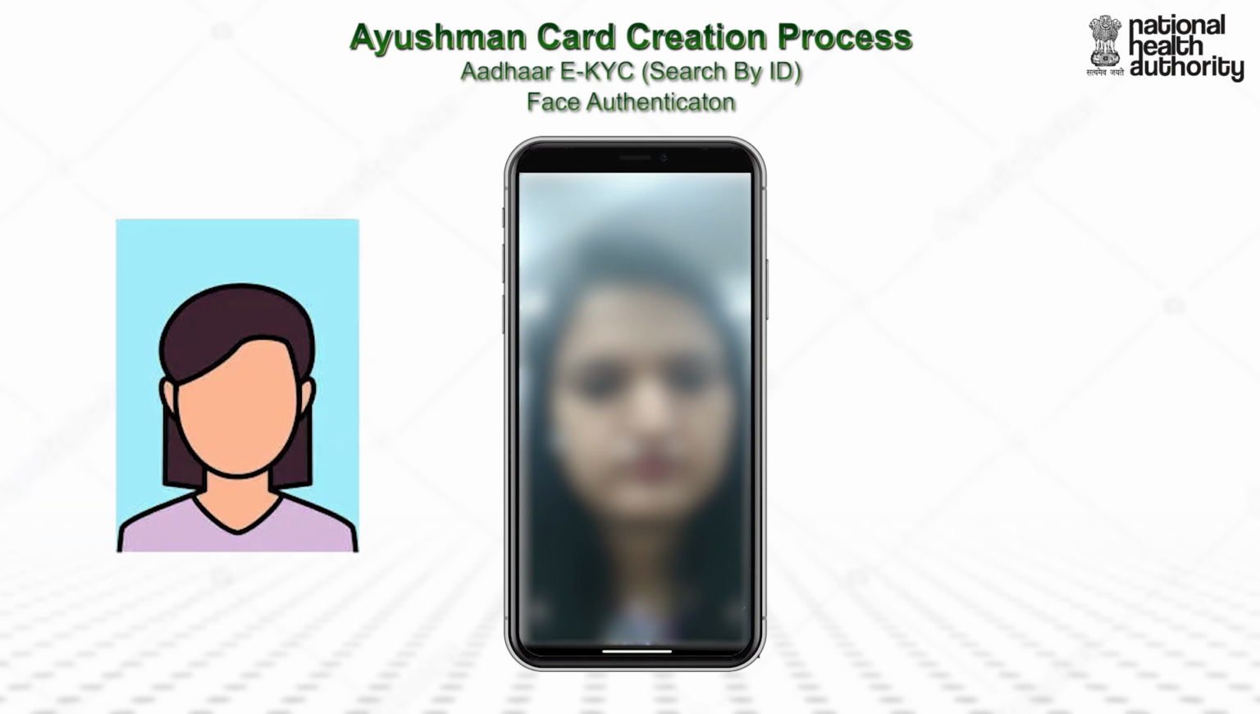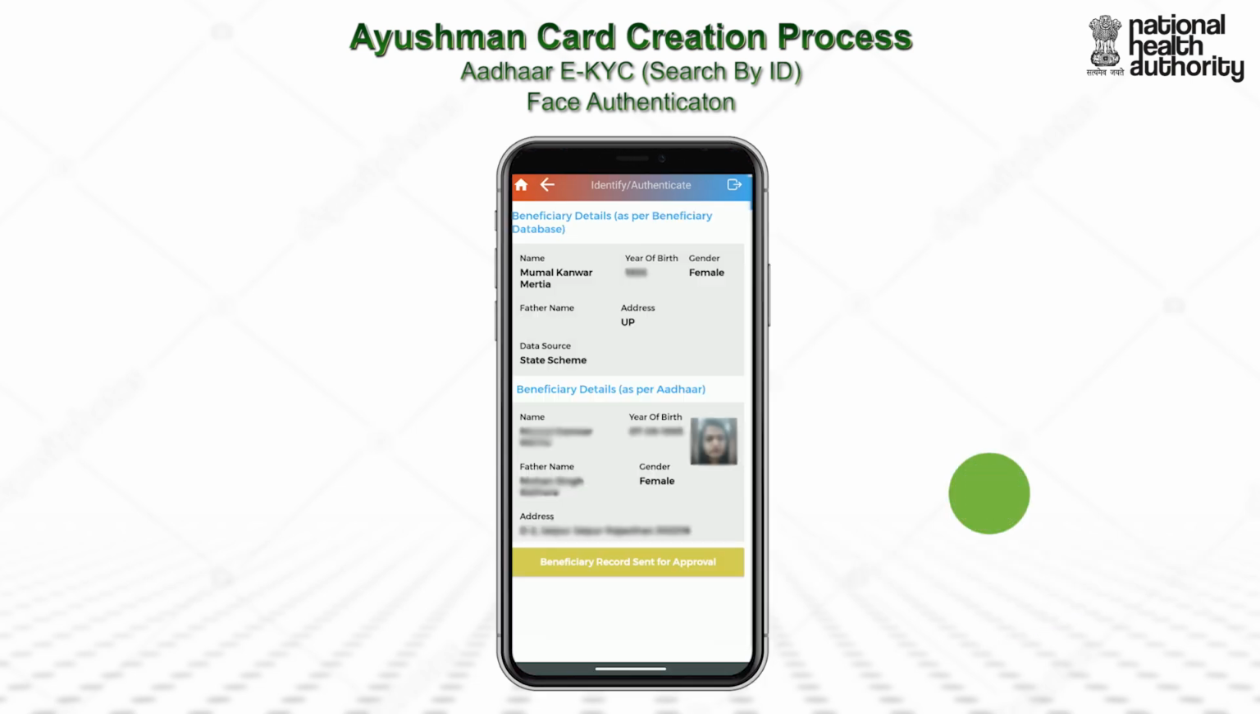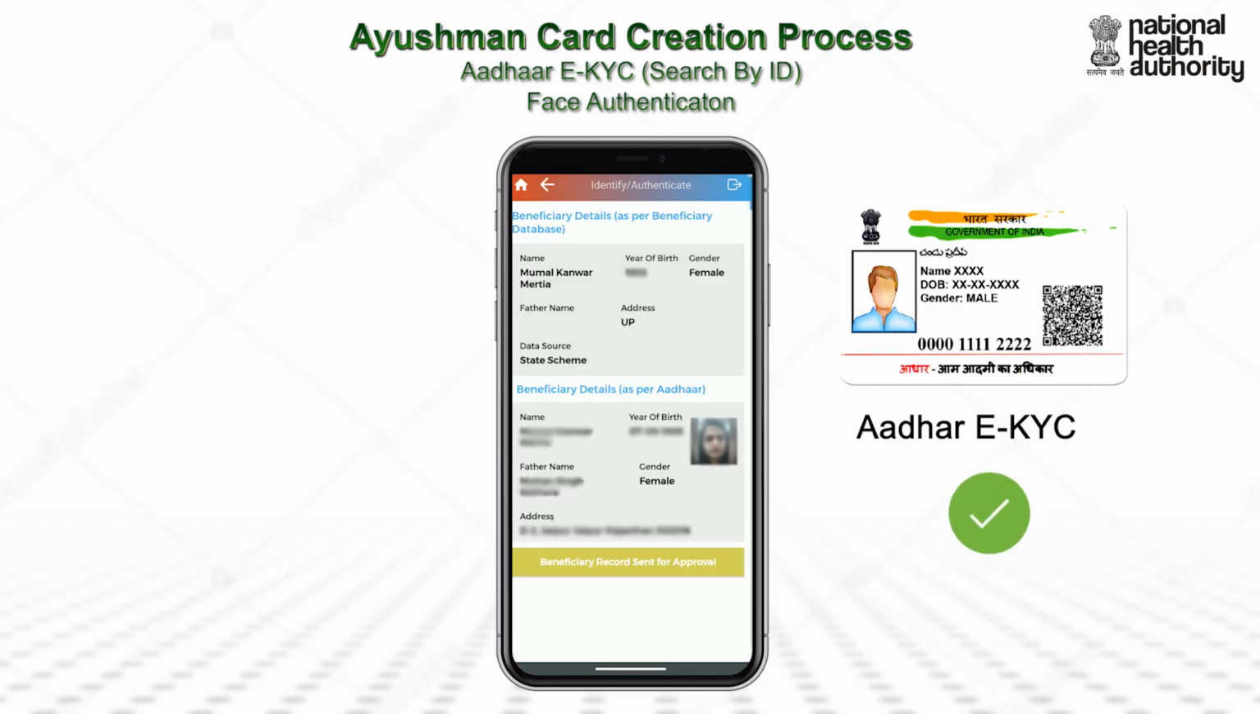Here, please ensure that only the passport size photograph of the beneficiary should be clicked. Now, tick the checkbox in front of term and condition at the end of the page and click on the Submit button. In this way, the process of Aadhaar eKYC is completed.